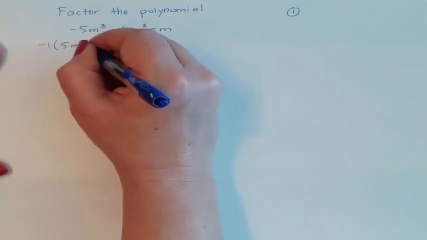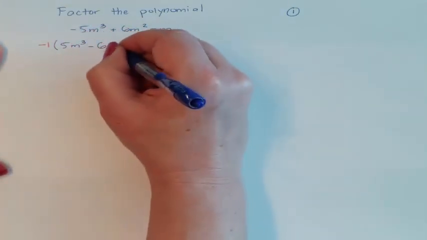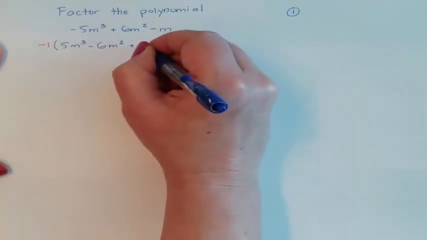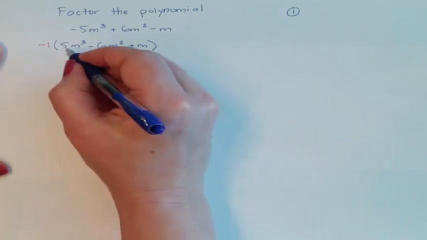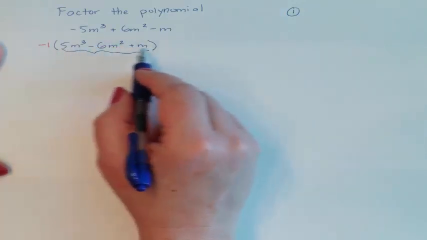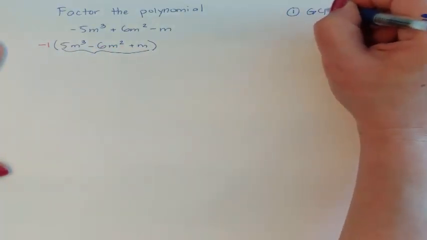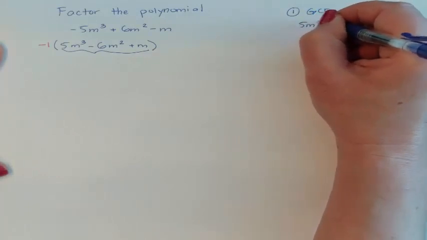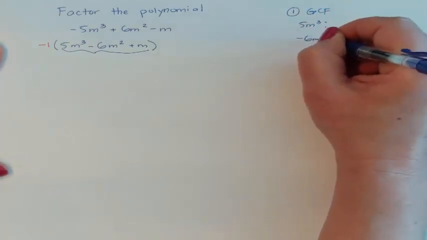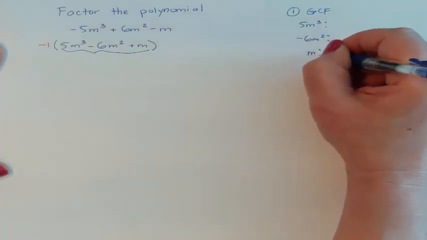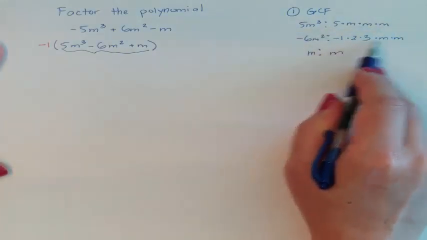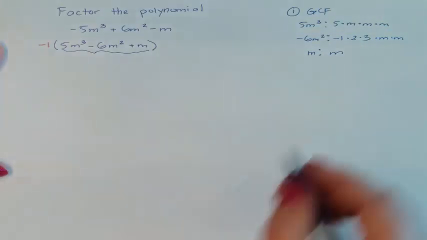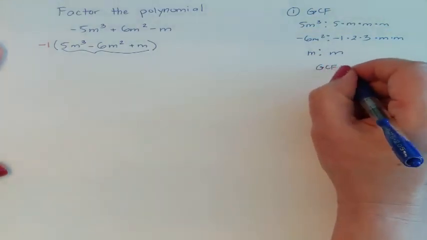So I have 5m to the third minus 6m squared plus m. Now that I factored out the negative 1, I need to see, is there a GCF at all in the rest of the problem? So looking at my GCF, I have 5m to the third, negative 6m squared, and m. Remember, the only number legally allowed to be negative is a 1. These are my prime factorization lists. So I need to look for a GCF.